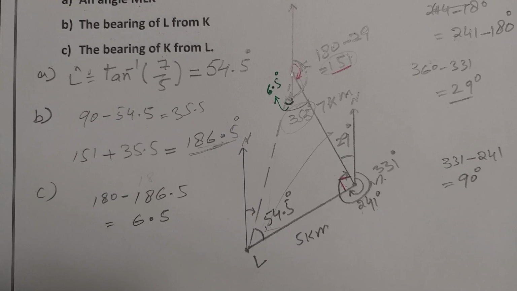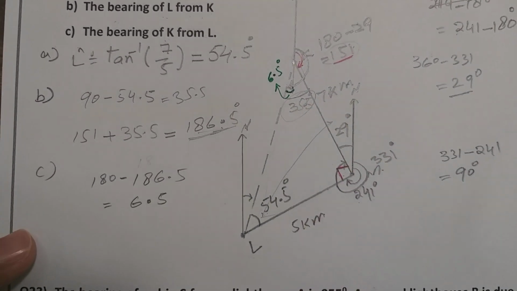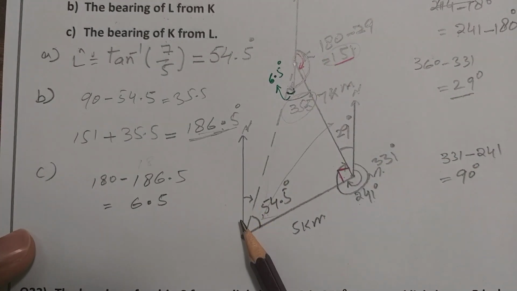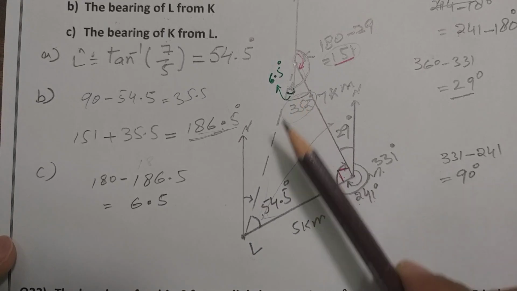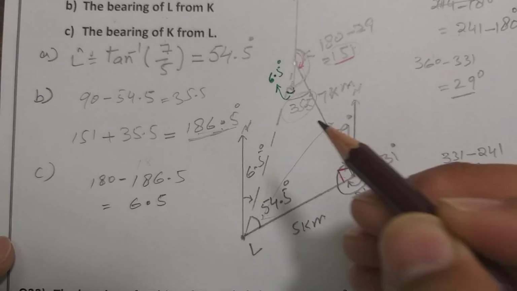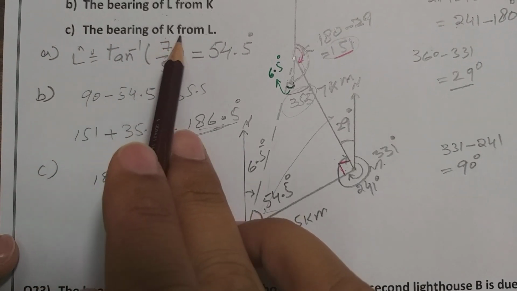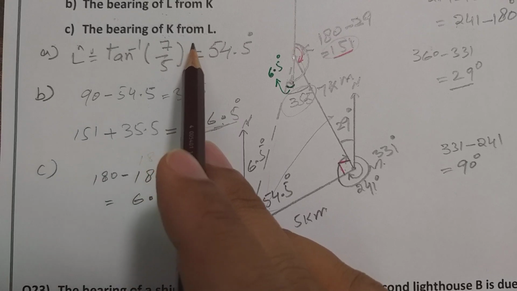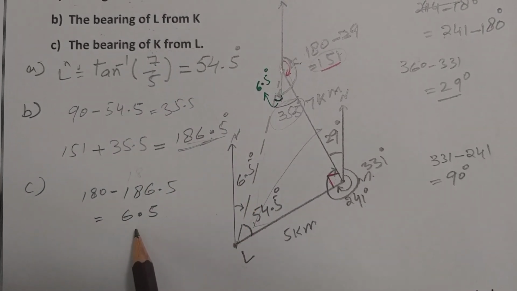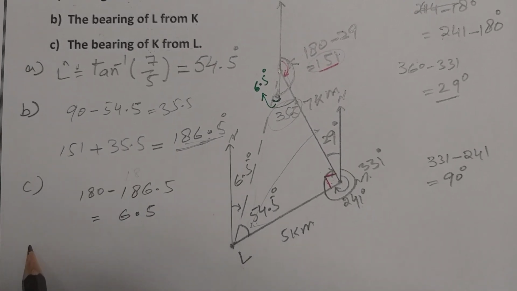Okay, now if you observe, these two lines are parallel lines, and this dotted line is the transversal line, so it means the alternate angles are equal. So this would be equal to 6.5 degrees also. So it means the bearing of K from L is 6.5. In C also it is the same angle, because alternate angles are equal.